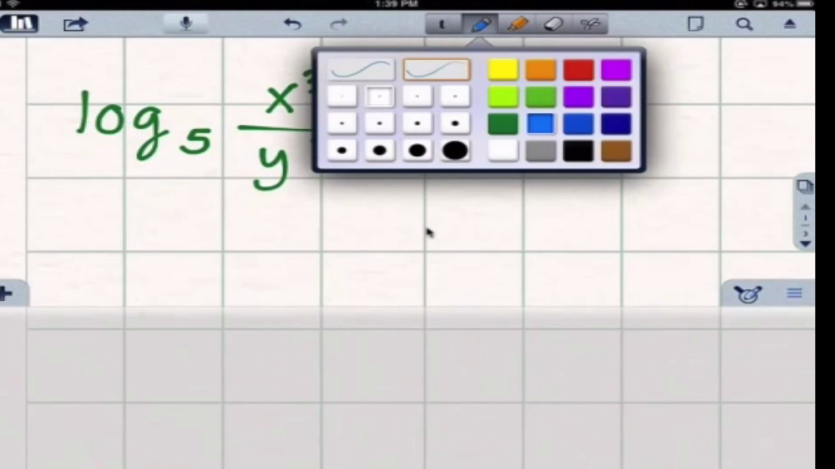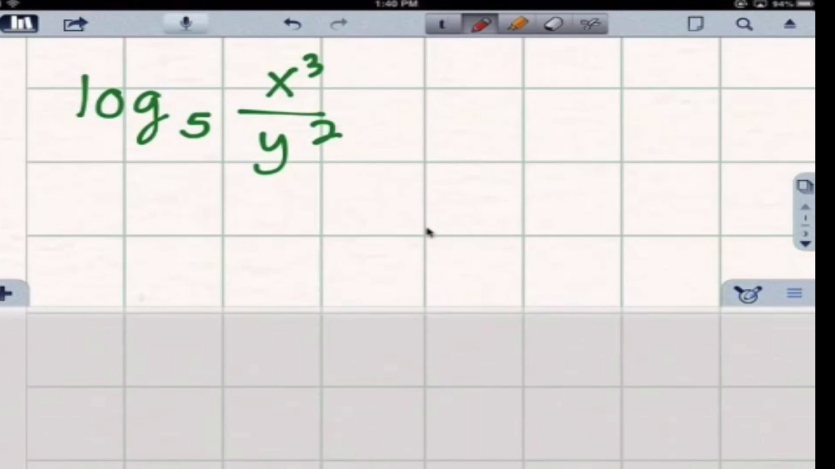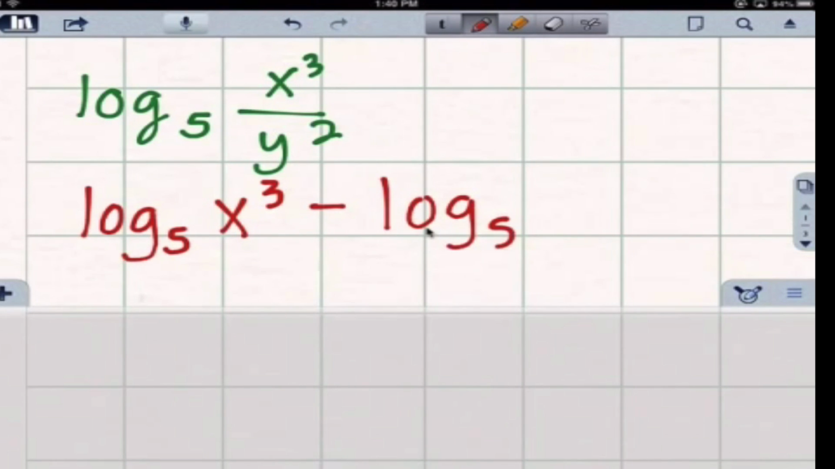subtraction. So if we look at this first problem here, log base 5 of x cubed divided by y squared, this is telling us to expand. So the first thing I'm going to look for is if we have any multiplication or division, and I do. So I'm going to write log base 5 of x cubed. Since it is division, I'm writing minus log base 5 of y squared.